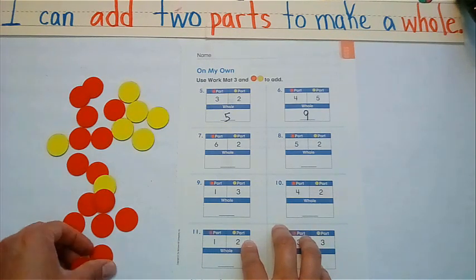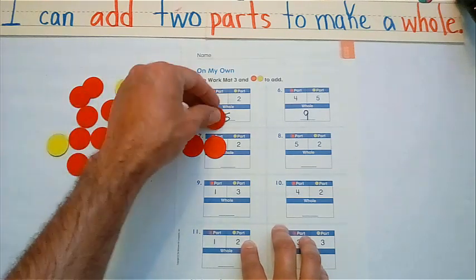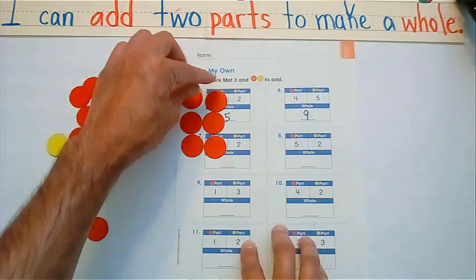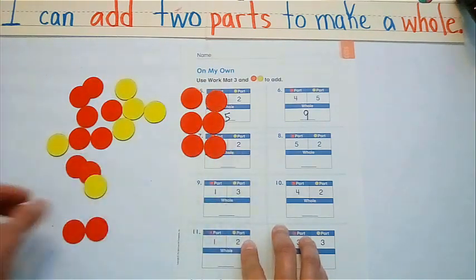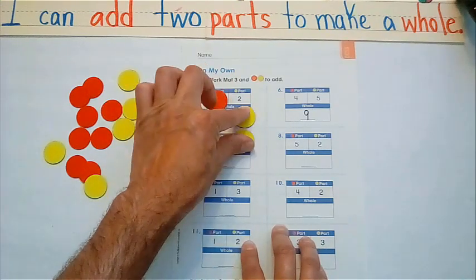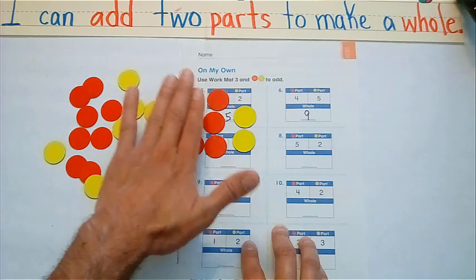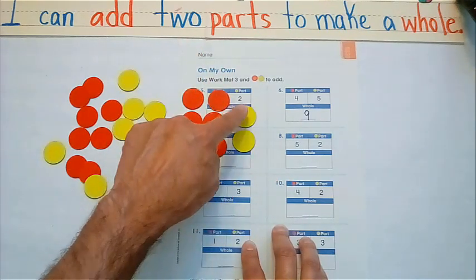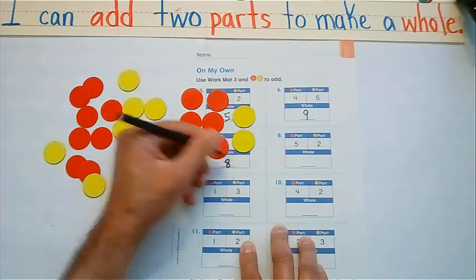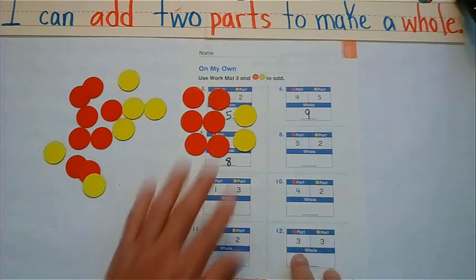Okay, so now we have a part of 6 over here. So let's put 6 dots over here, 6 red ones. And this part is 2. So let's put 2 yellow dots. So now what does that make? Let's count it. 6, because I already know that's 6. 6, 7, 8. So the whole is 8. Fantastic.